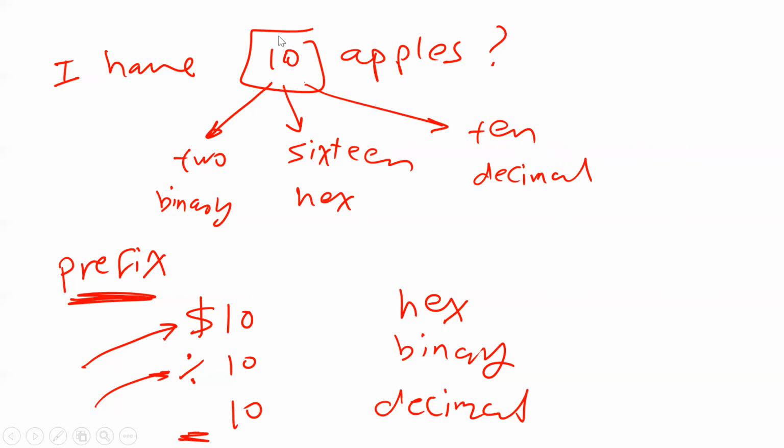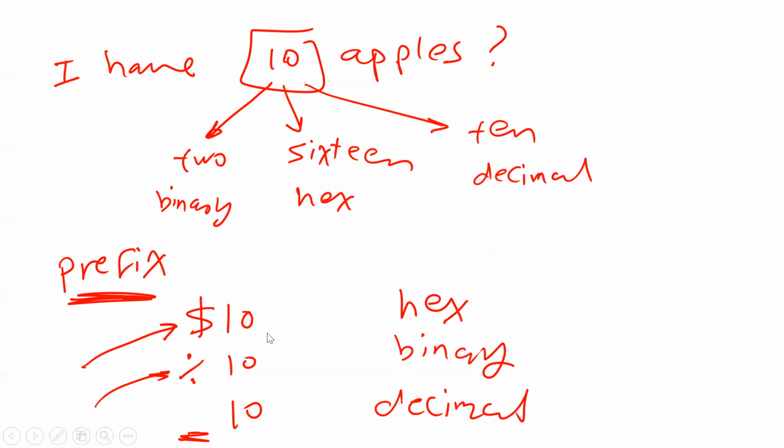Why? Because this number can be binary, can be hexadecimal, and can be decimal. And you didn't tell me which system you are using. That's why we're not going to do it this way. You have to tell me which system. Because 10 can mean 2, can mean 16, can mean 10, can mean different things.